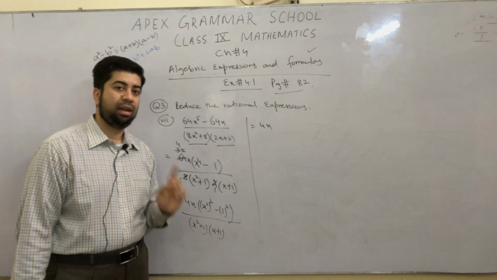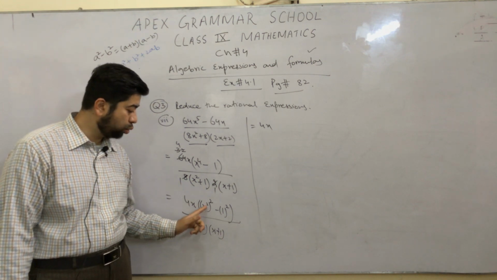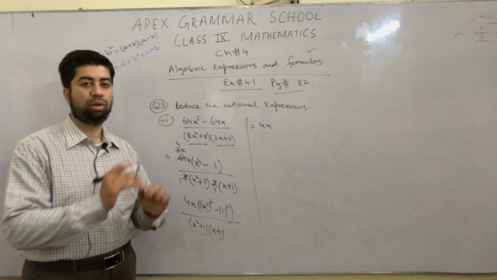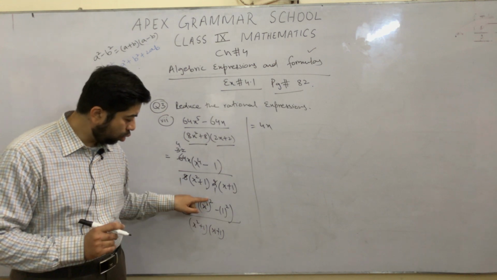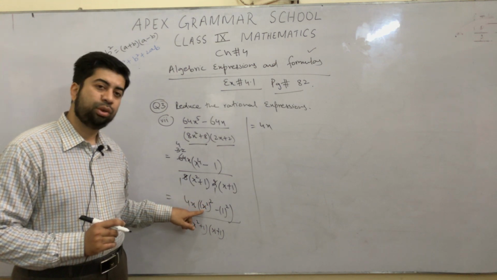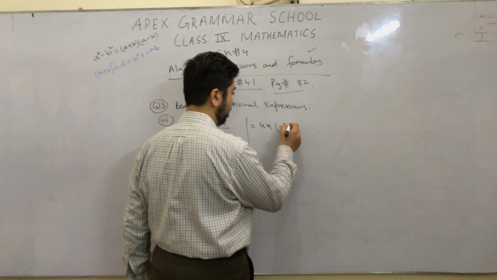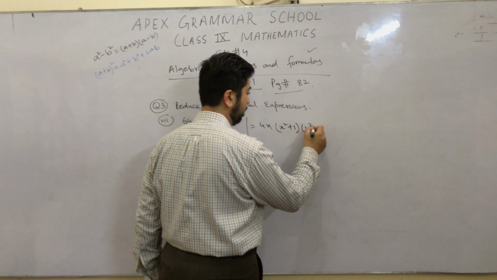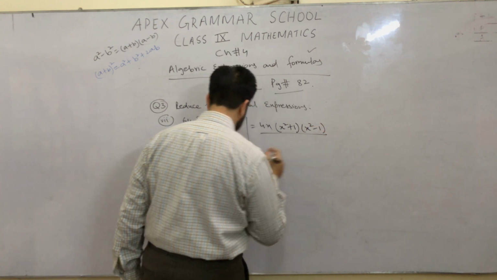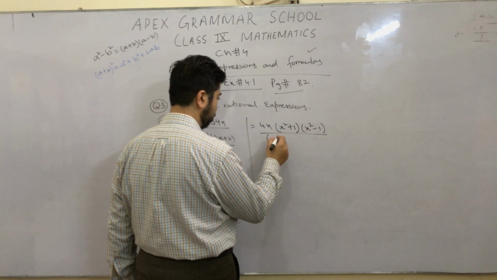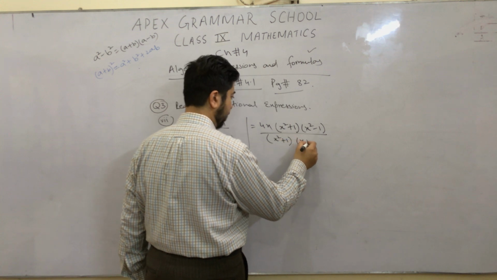But here you can notice that it is x square square, 2 times square. So you can ignore only this square, and this square will retain itself. 4x into x square plus 1 into x square minus 1, and in the denominator x square plus 1 and x plus 1.